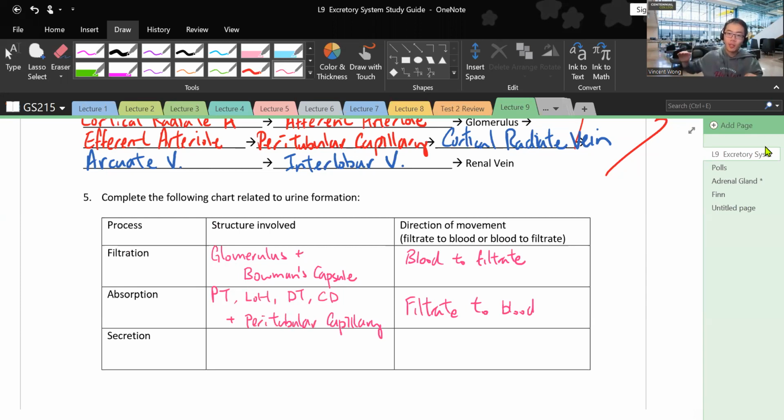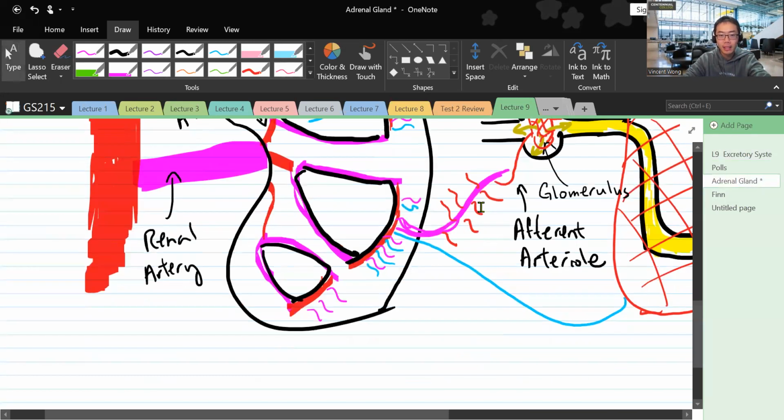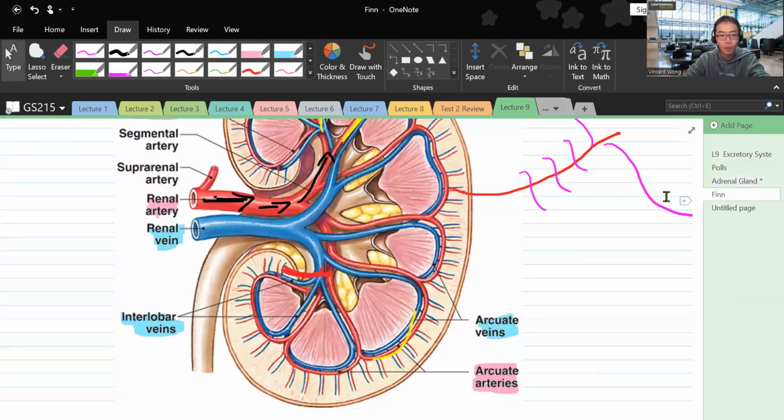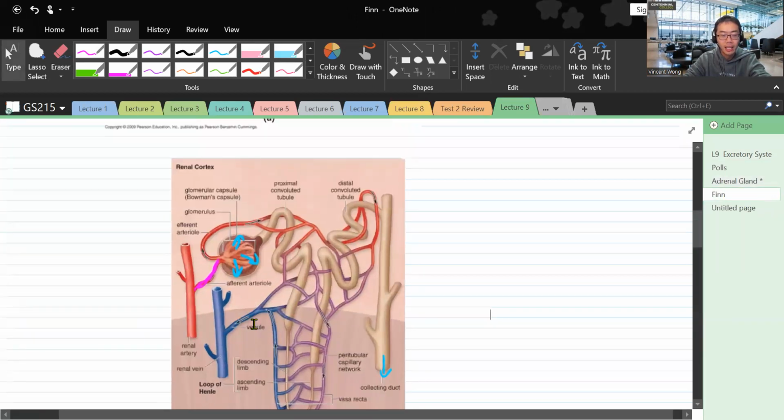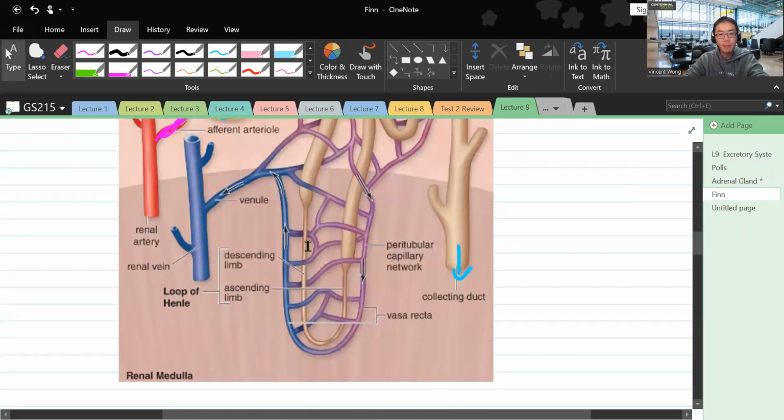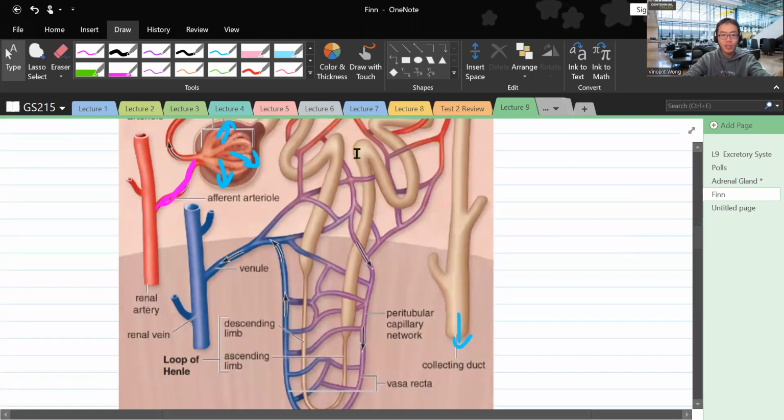Okay, imagine having two side-by-side conveyor belts. One conveyor belt represents the nephron, the other represents the peritubular capillary. Because if you take a look at the picture here, right? If you look at the peritubular capillary, it is always right next to your nephron, right? So they're always side by side.